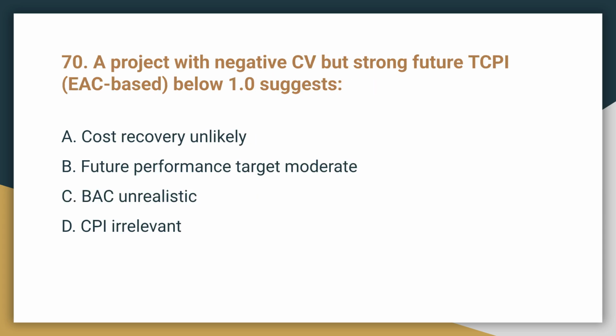Question 70. A project with a negative cost variance, or CV, but a strong future TCPI EAC based below 1.0 suggests what? This suggests a future performance target is moderate. A TCPI EAC based below 1.0 means future work requires less than $1 of actual cost for every dollar earned to meet the revised estimate at completion.